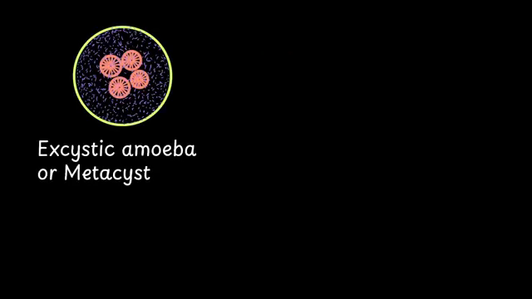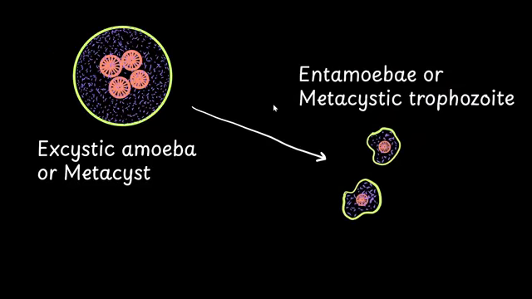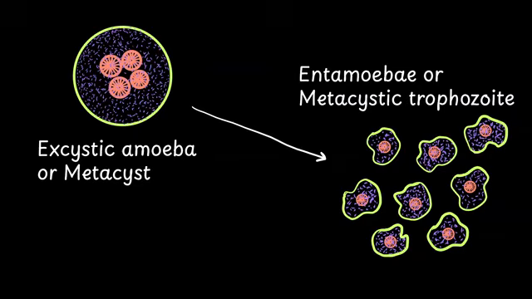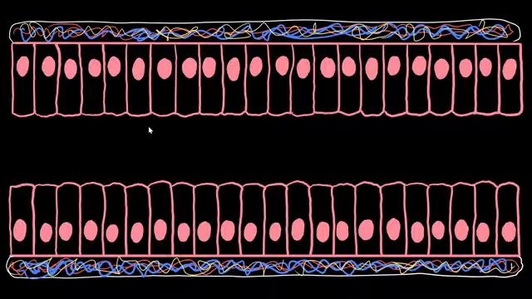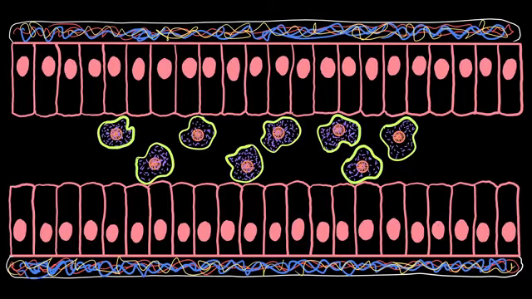The released amoeba is called the excystic or the metacyst. Four nuclei within the metacyst undergo mitotic division to give rise to 8 daughter entamoebae or metacystic trophozoites. Because they are motile, they are able to migrate from the small intestine to the large intestine. This is the columnar epithelium of the large intestine along with its submucosa. The metacystic trophozoites in the large intestine enter into a feeding stage called trophozoites.